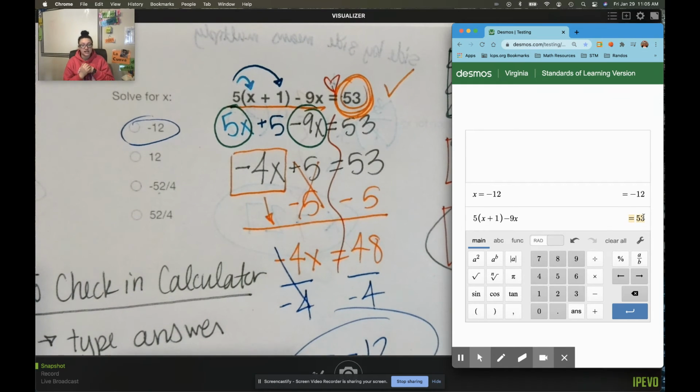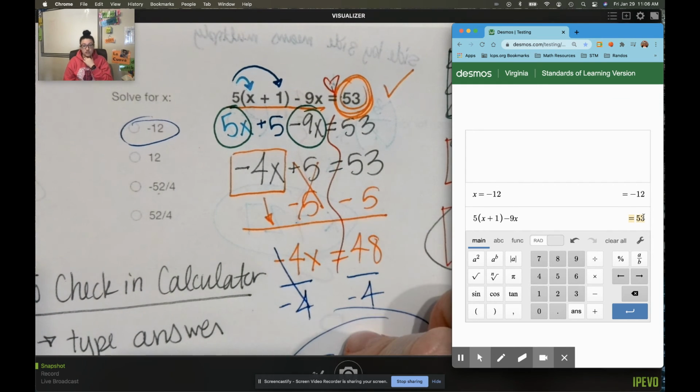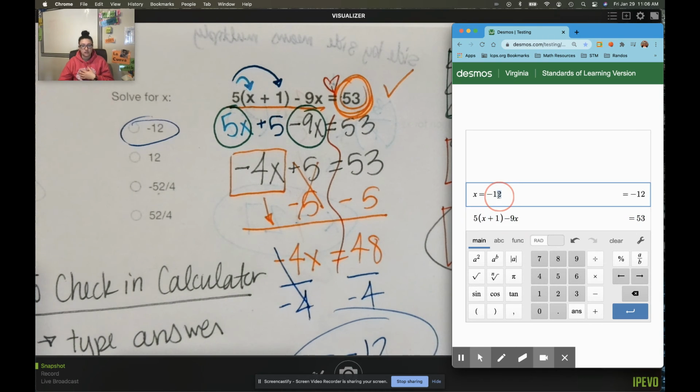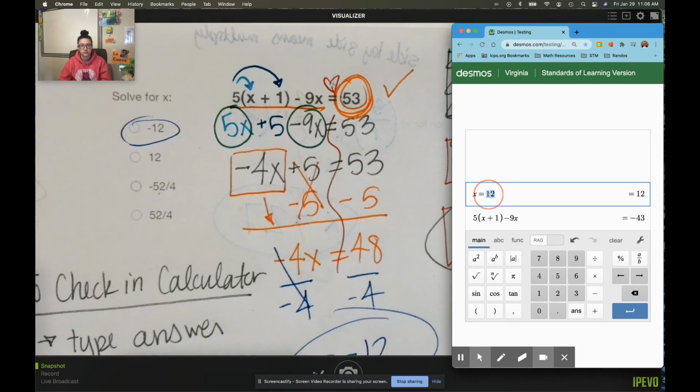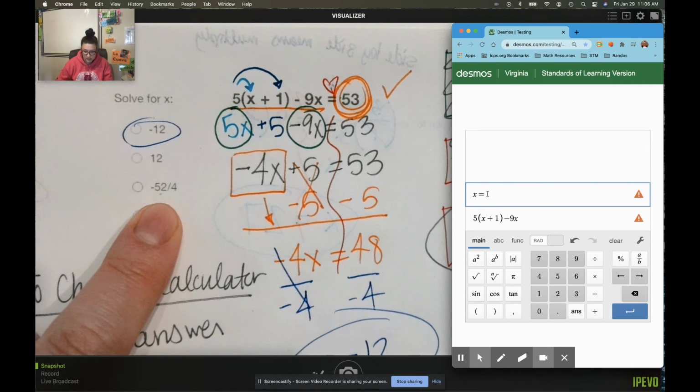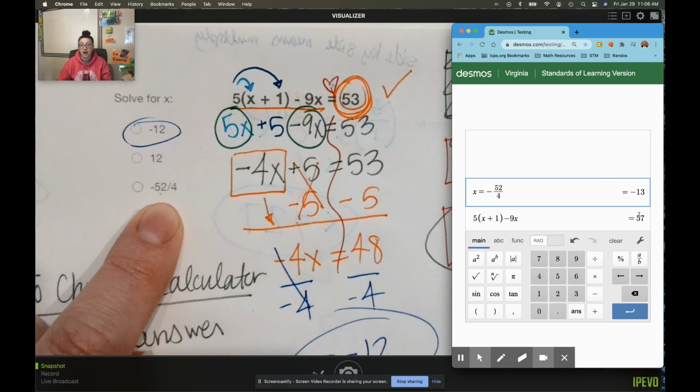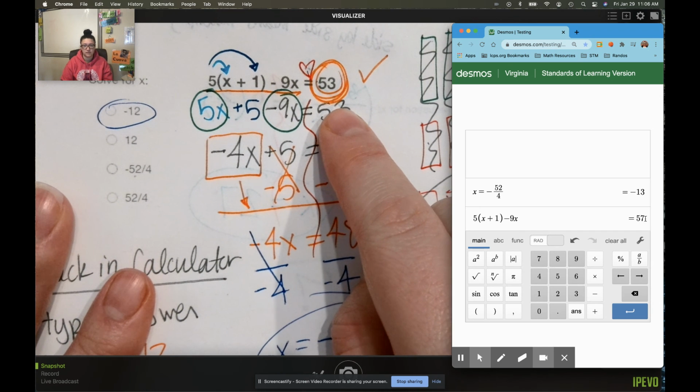That's a really good test taking strategy. If you're not too sure about the steps, try your best, check your answer. If that didn't work, try changing what x equals. If I've got this all typed in already, if I check to see, does x equal positive 12? I see my answer for my equation is 43, but 43 doesn't match 53. If I say that x equals negative 52 divided by 4, there I get a positive 57. That doesn't match my 53.